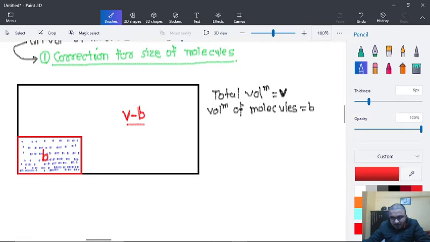Now let's move forward with our second correction, that is correction for intermolecular attraction.